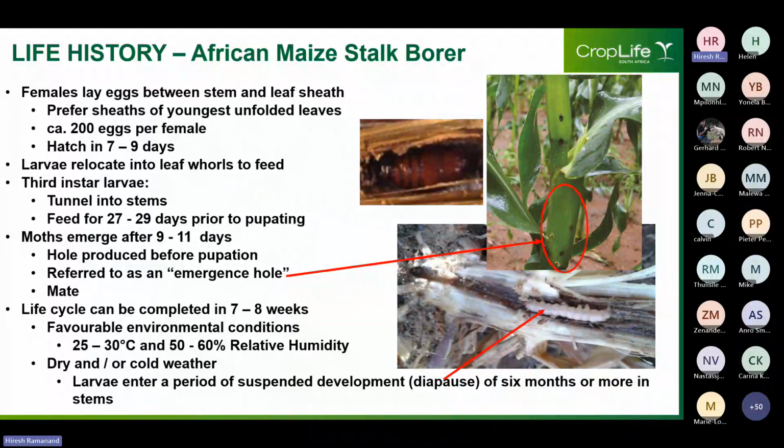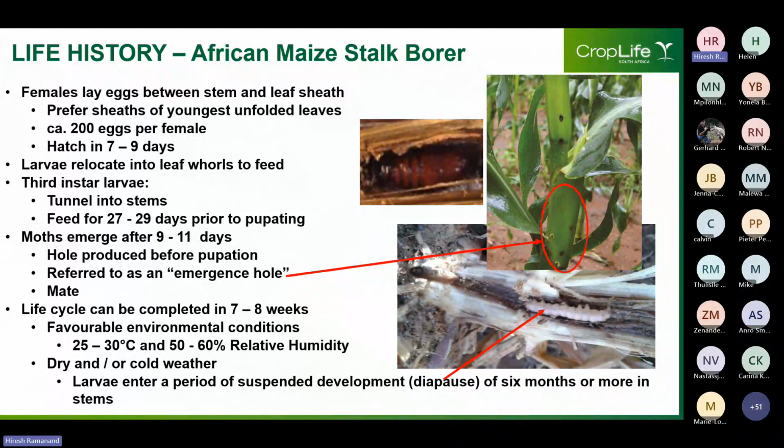Female Busseola fusca moths lay eggs in a row between the stem and leaf sheath. Each female lays on average about 200 eggs over its short lifespan of several days. Its exact duration depends on temperature and other factors. Egg laying on maize is usually concentrated on plants that are less than 2 months old. The leaf sheath of the youngest unfolded leaf is the most attractive part for females to deposit eggs. The eggs hatch in around 7 to 9 days and larvae move into the leaf walls to feed.